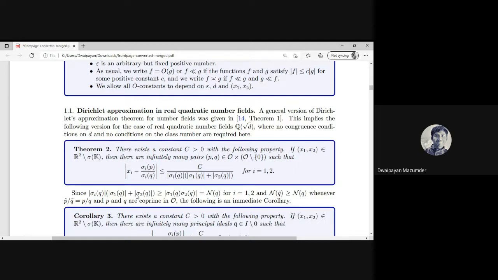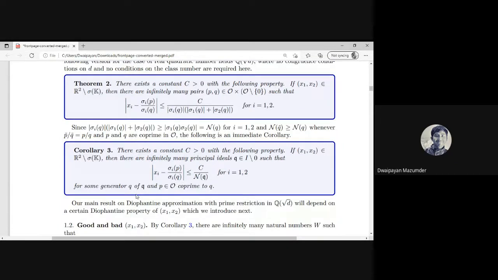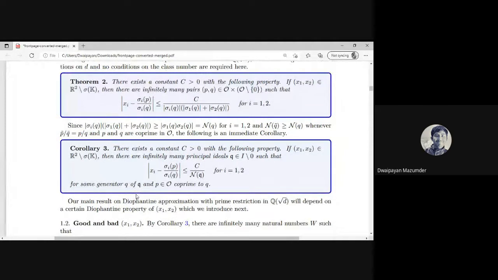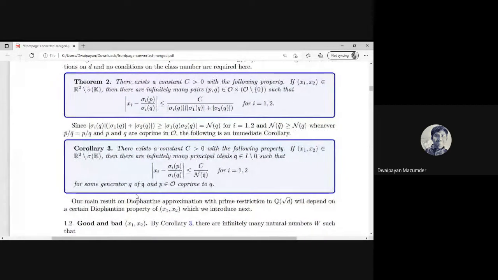But you can immediately modify a little bit, and you can find that in place of this denominator here, you can find this one: c is the norm of q, for some generator q of the ideal. I mean not capital Q, but curly Q maybe, and this p belongs to O, and O prime to q. Okay, so now we have the version of Dirichlet's approximation theorem in this real quadratic number field.